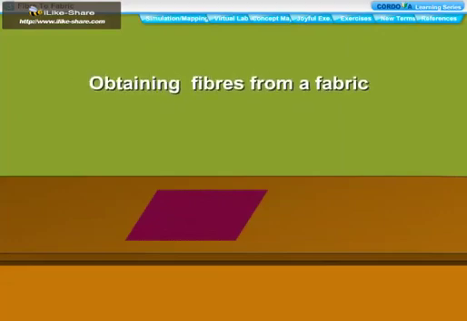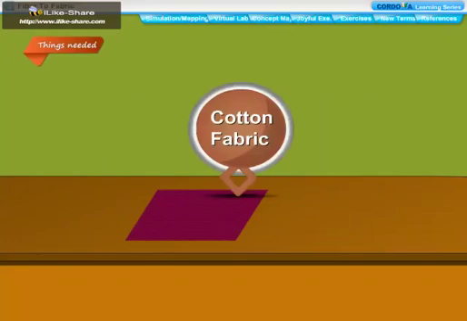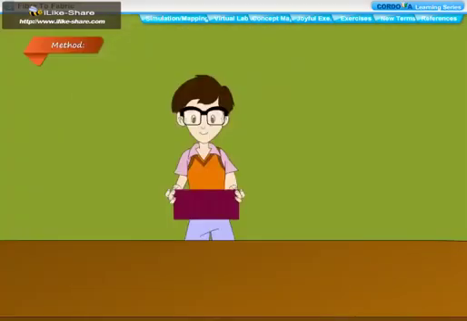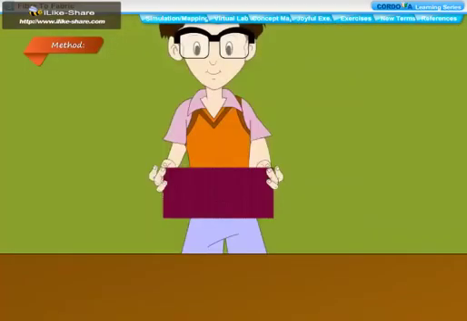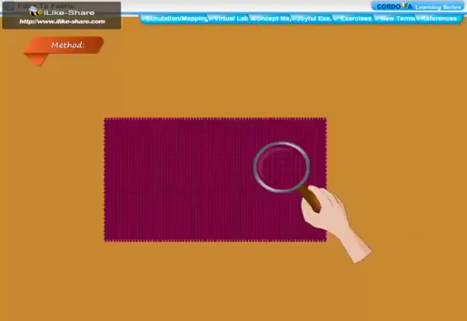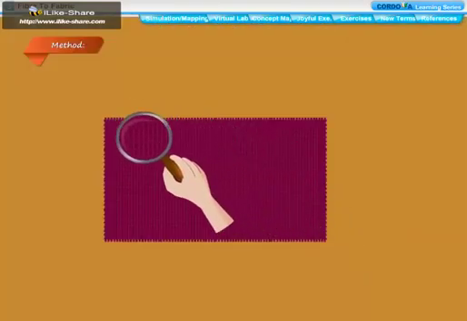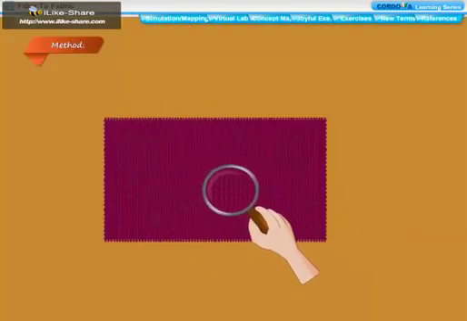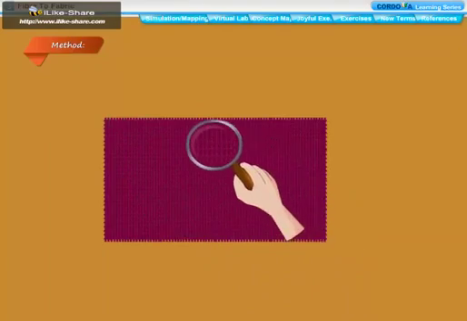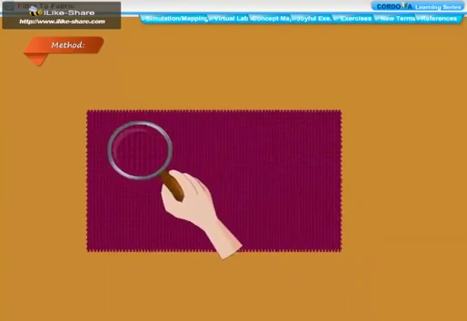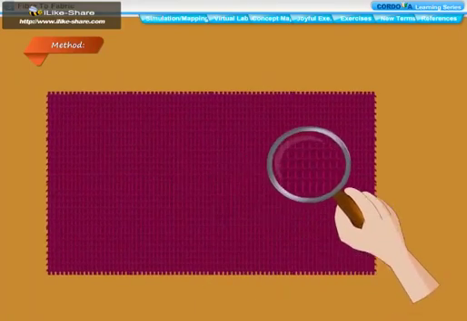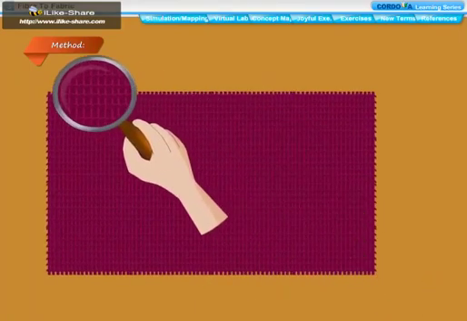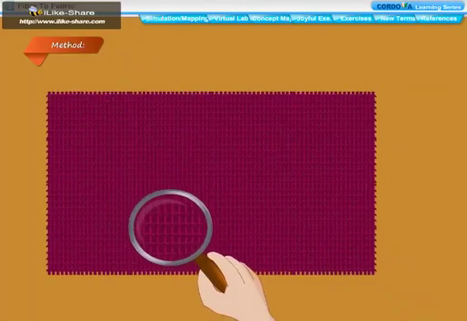Activity 3. Obtaining fibers from a fabric. Things needed: cotton fabric. Method: Take a piece of cotton fabric. Look at it. It seems a continuous piece. Now, with the help of a magnifying glass, observe this piece. We observe that the fabric is not a continuous piece. It is made up of a number of threads interwoven with each other as shown in figure.